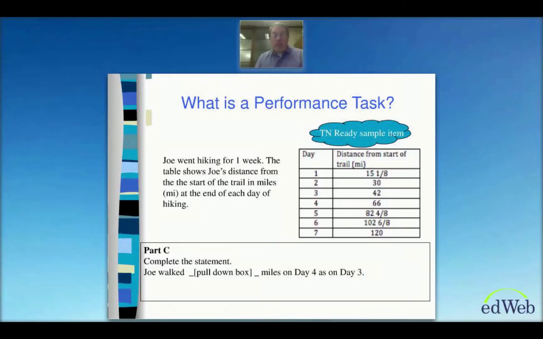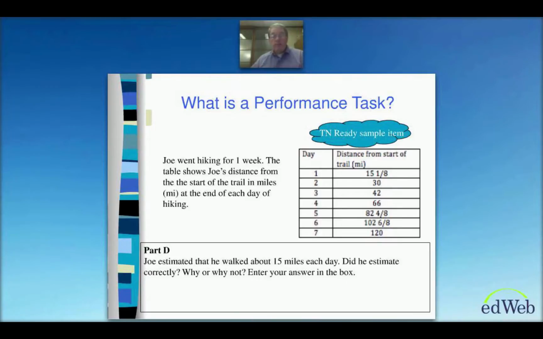Okay, here's part C, which has students complete a statement, and there's a pull-down menu for this that involves whether Joe walked a few miles more, a few miles less, and involves really a two-step problem. So this sets students up for a multi-step problem, which is what they'll be involved with in Part D. Okay, and then we're back to Part D here, which we looked at earlier.